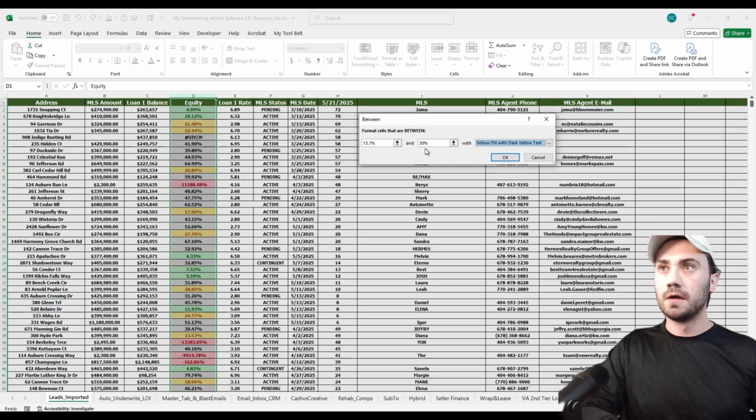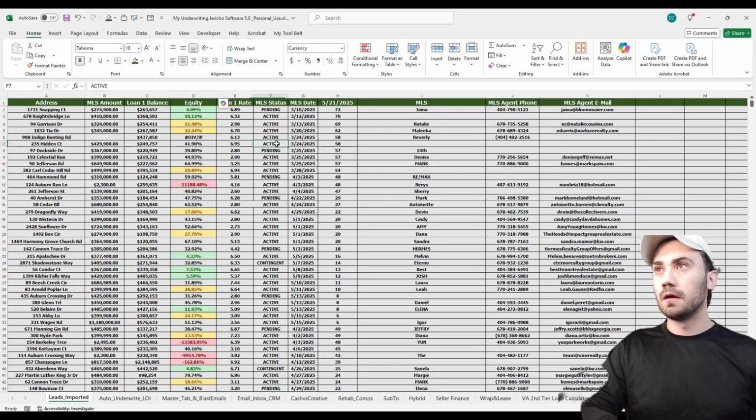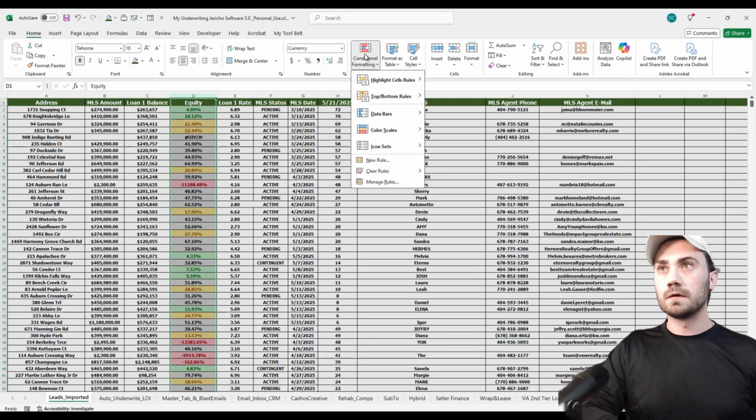It's a combination of both. So we're going to do subject to and seller finance for these properties, and we're going to have a cap at 30%, 30% estimated equity. So these properties that are going to be highlighted now in yellow are going to make good candidates for a hybrid acquisition. Now we're going to click OK, and now let's select column D one more time.